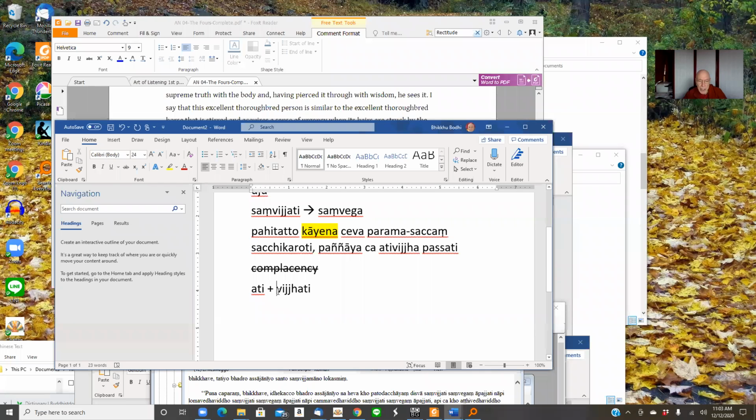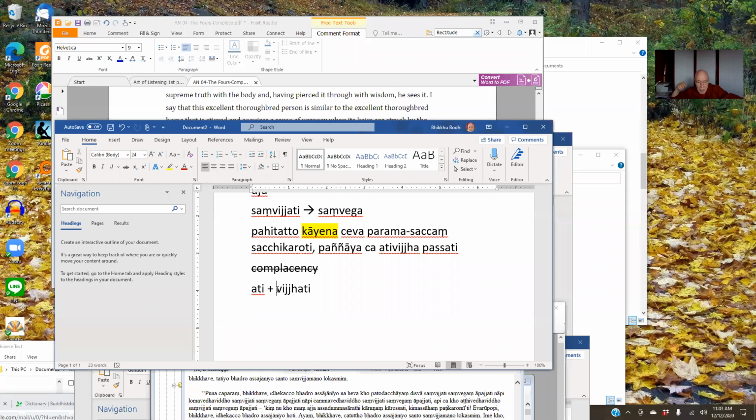One has the verb vijati, which means to pierce. It's used in relation to archery, when the archer takes a bow and arrow and shoots the arrow and hits the target. You say vijati, he pierces the target. And then ati is an intensifier. It's like going right through it, piercing right through it.